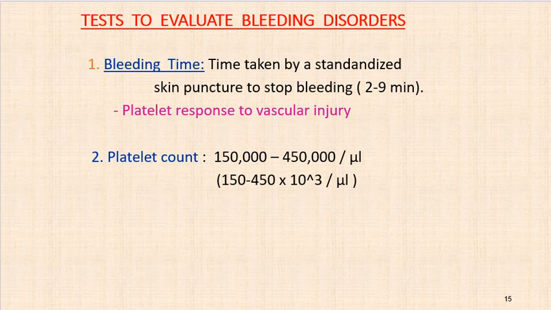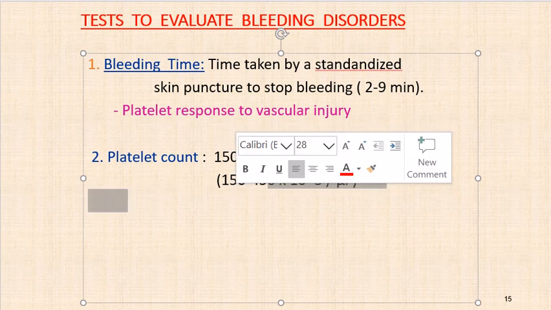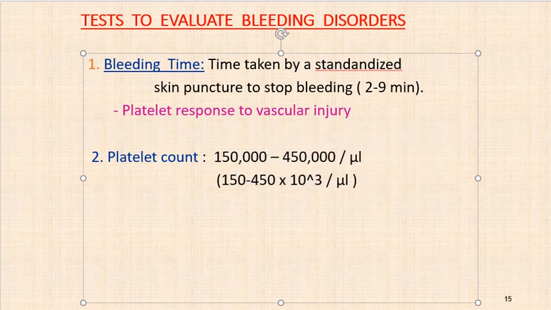The second test, platelet count. We can have a count of platelets. Normal platelet count is 150,000 to 450,000 per microliter. We can write it in this way also, that is 150 to 450 times 10 raised to the power 3 per microliter.